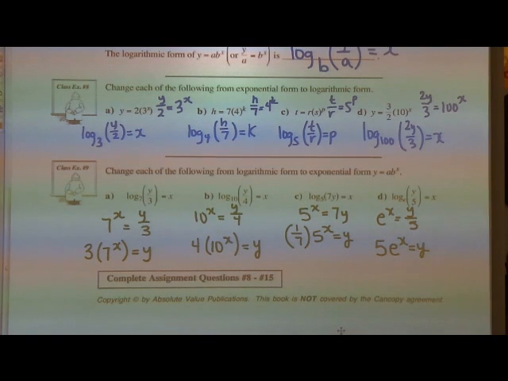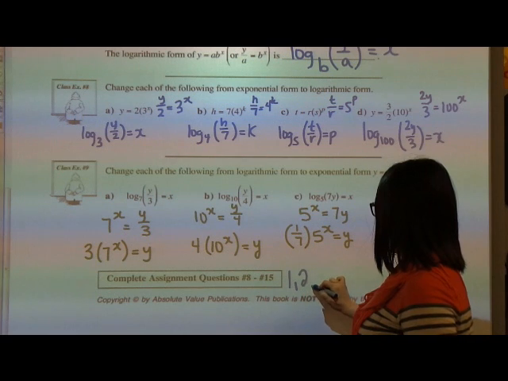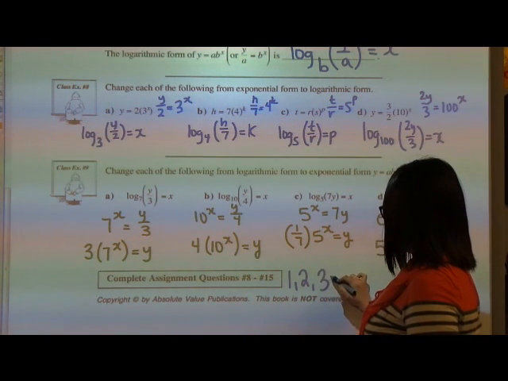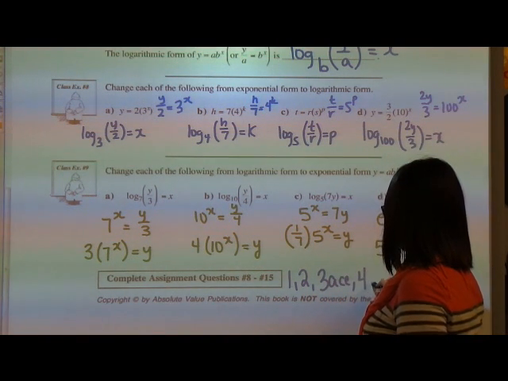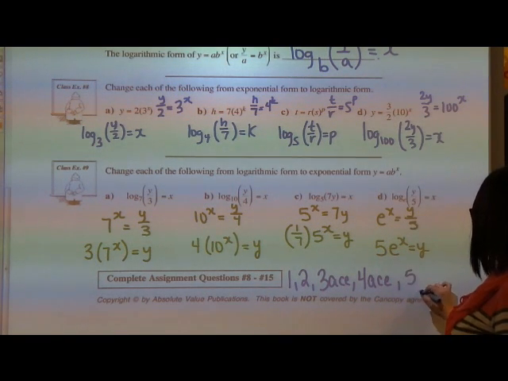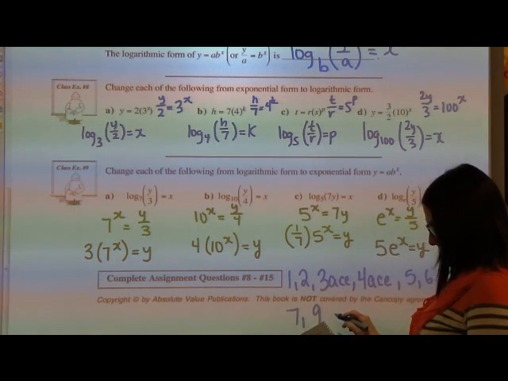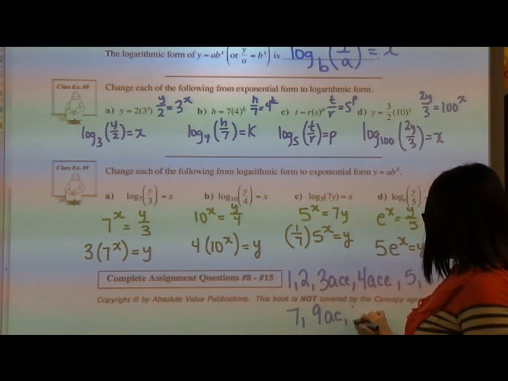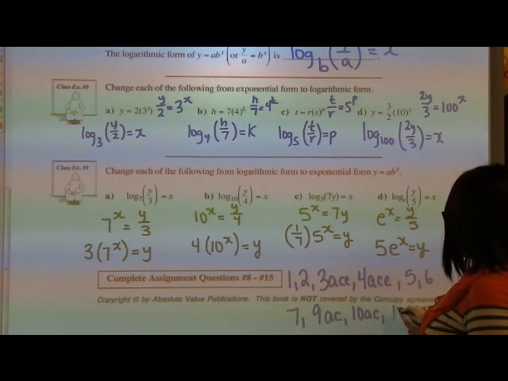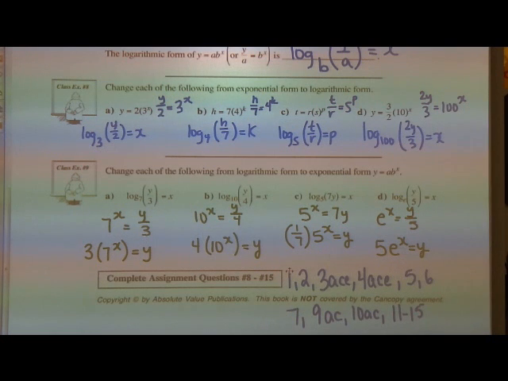Okay, so your questions: 1 and 2, 3 parts A, C, and E, 4 parts A, C, and E, 5 and 6, 7, 9 A and C, 10 A and C, and 11 to 15. You will get some class time tomorrow to work on this and to finish this up, but you should be trying to make use of your time today.